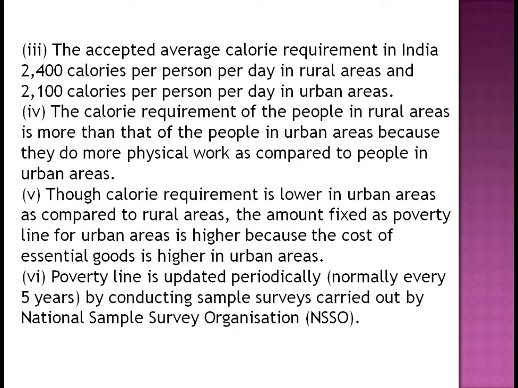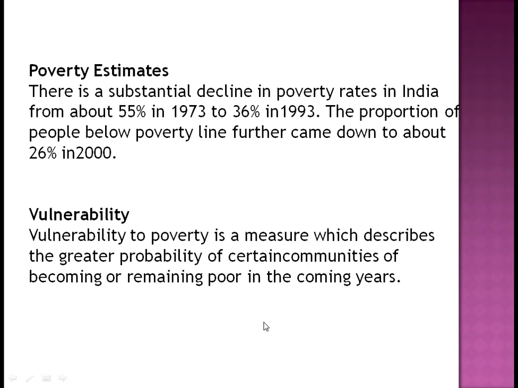The poverty line is updated periodically, normally every 5 years, by conducting sample surveys carried out by the National Sample Survey Organization. Here a 1 mark MCQ can be asked to you: the National Sample Survey Organization, NSSO, is the organization that conducts the sample survey. Next, how the poverty estimates.